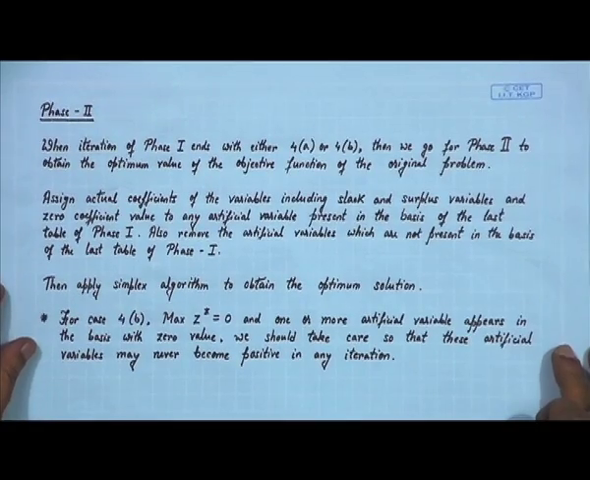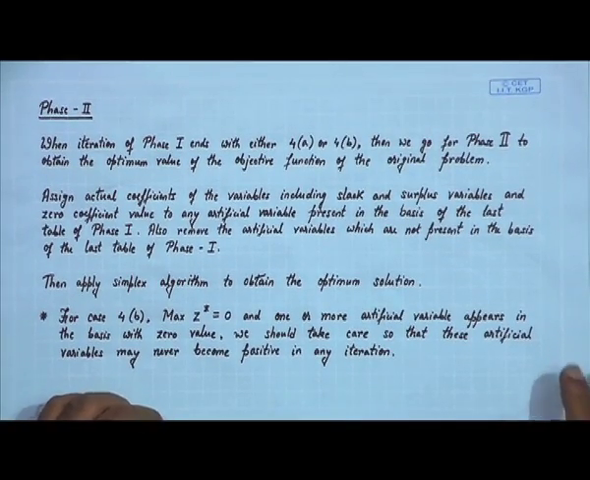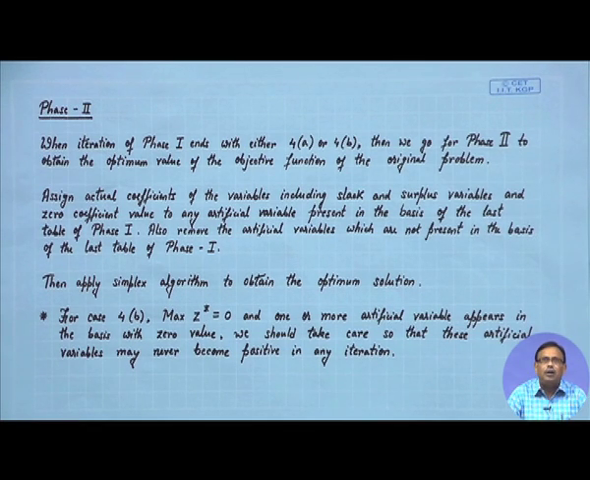Now, in phase 2, what do we do? When the iterations of phase 1 end, then either 4A or 4B will come, because 4C will not come. Whenever we know that the original problem has no solution, we will not go for phase 2.